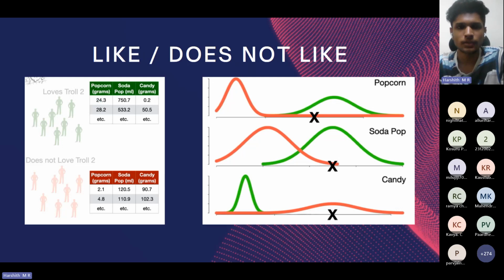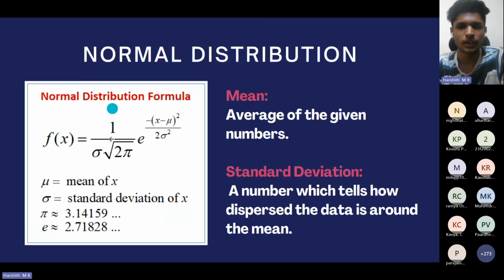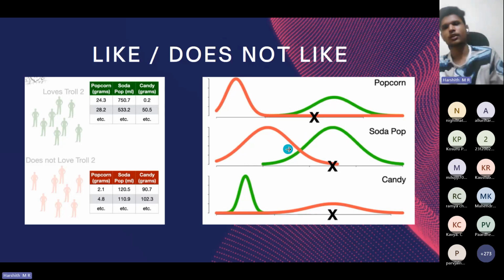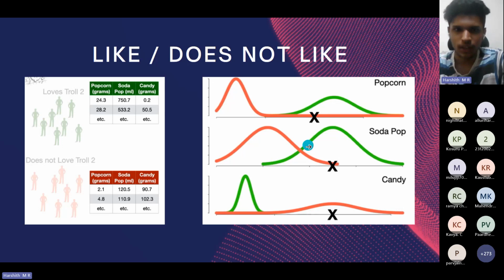When you calculate the standard deviation as well as the mean and put them in this equation, you get the normal distributions. Since there are three columns and two classes, you would get 6 distributions to calculate the probabilities. So this is what happens in the Gaussian naive Bayes training phase. In the training phase, you take the data, calculate its mean and standard deviation, put them in the normal distribution function, get the normal distributions, and save them for the testing phase.